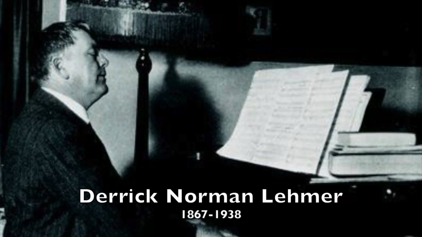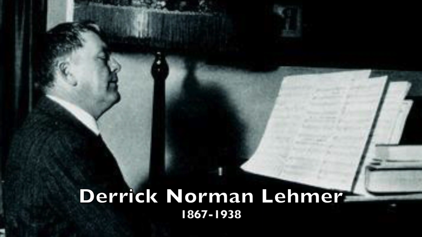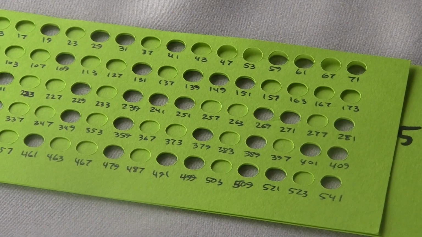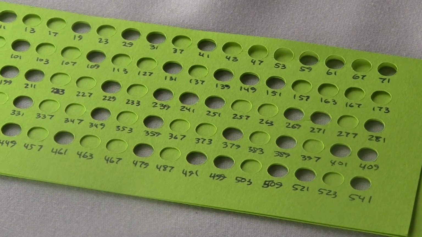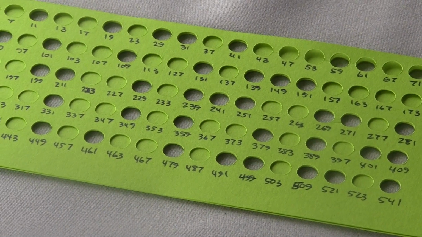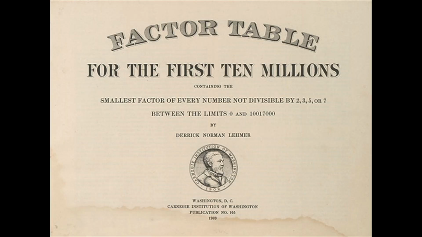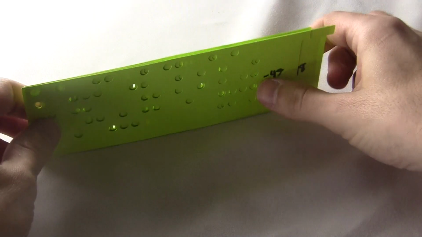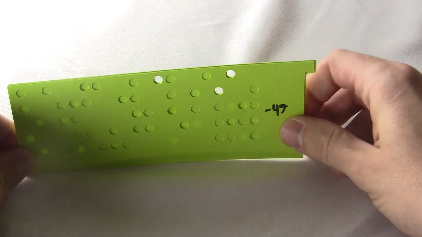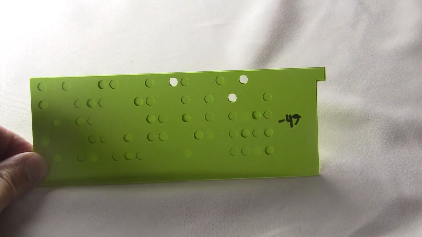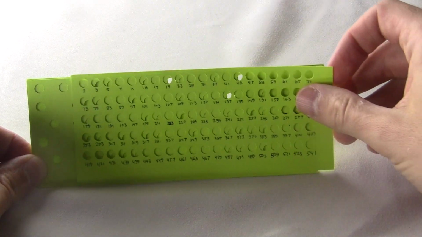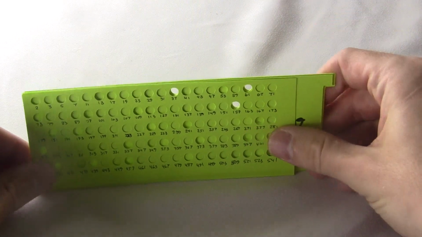D.N. Lehmer was a well-known number theorist in the early 1900s who was really interested in prime numbers. In 1909, he published a book called Factor Tables for the First 10 Millions, which was a giant chart of the prime factors of every number up to 10 million. Anyway, Lehmer spent a lot of time making big lists of prime factorizations. Somehow during that process, he came up with the factor stencils.